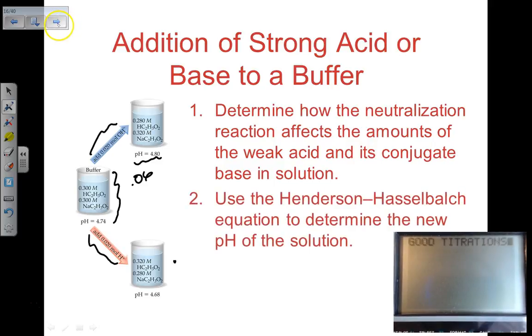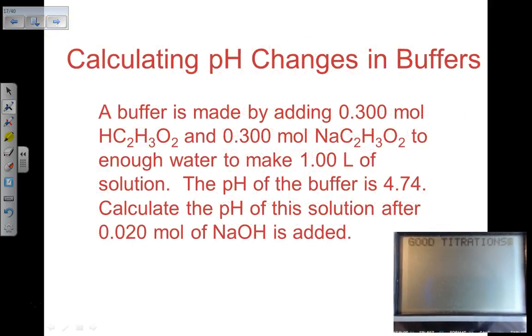You can use the Henderson-Hasselbalch equation if you want, but let's talk about this problem right here. We have acetic acid. It's a buffer solution of acetic acid and sodium acetate. How do we know that that is a buffer? Because it's the weak acid and the conjugate of that weak acid mixed together. We have that the pH of the buffer is 4.74. And then it says calculate the pH of the solution after 0.02 moles of sodium hydroxide is added.